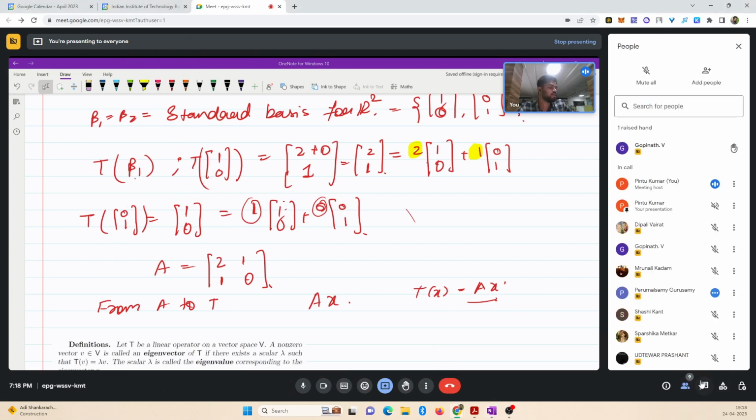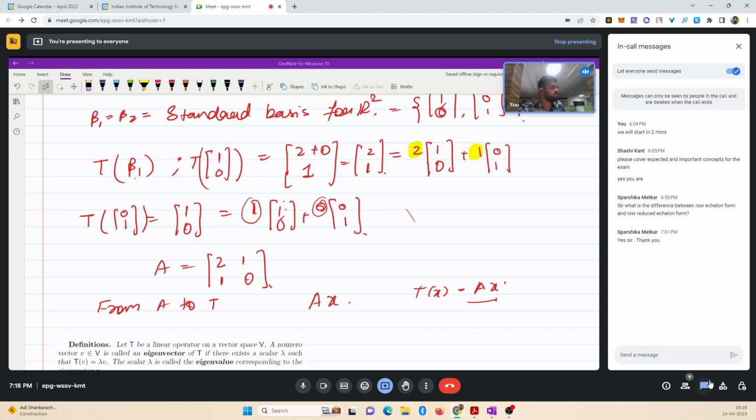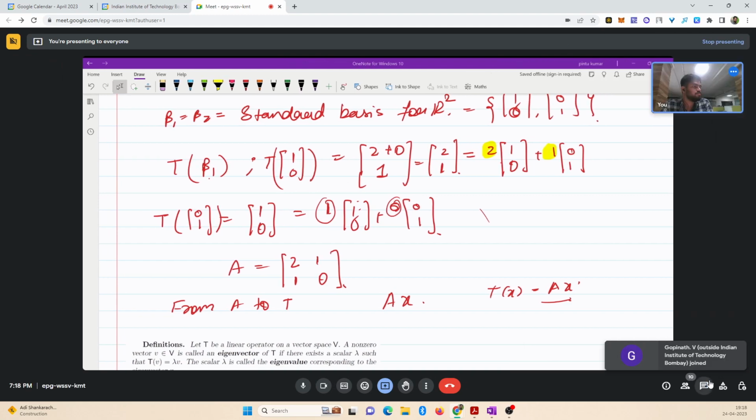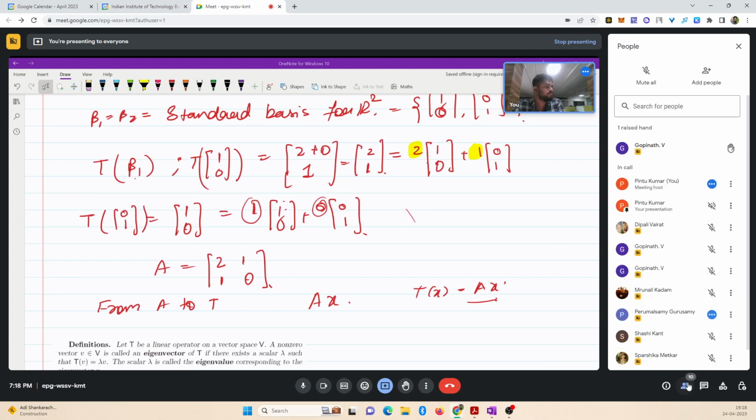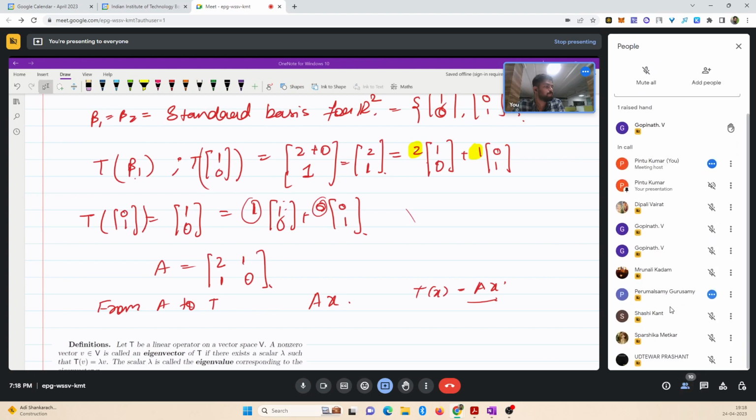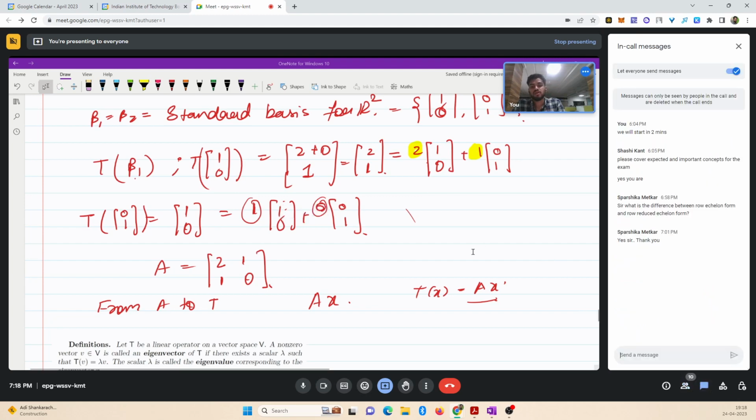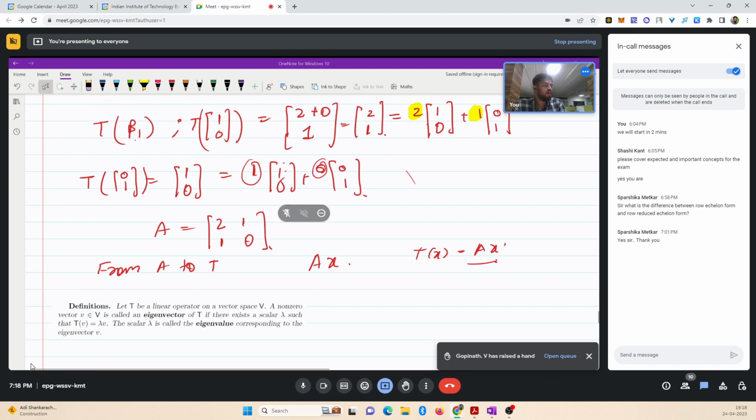Or anybody else has any doubt, he or she can either unmute or type in the chat box, anything related to whatever we have discussed till now. Gopinath, if you want to ask anything, you can either unmute yourself and speak, or you can type it in the chat box.